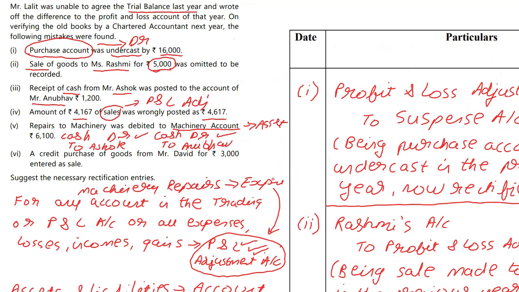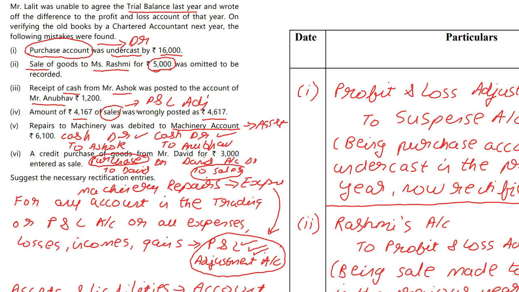Last entry was supposed to be a credit purchase of goods from Mr. David for 3,000, but instead it has been entered as a sale. You were supposed to do purchase account debit to David. Instead, what has happened is David account debit to sales. All right, now you have to undo this and do this.